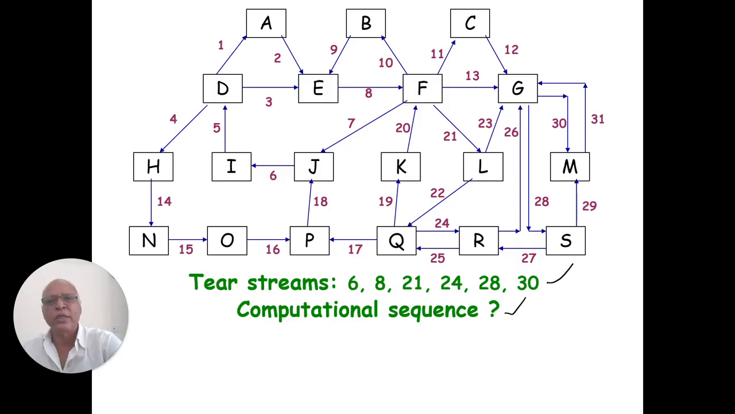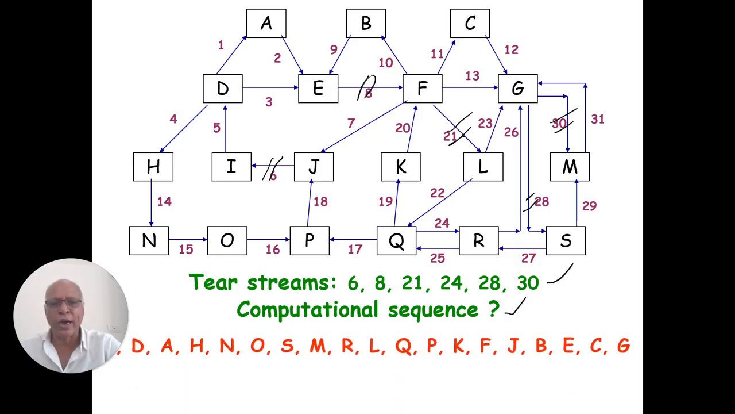Now you can just check it up. This is what has been teared. This is also teared, 8, then 21, 28 and 30. So these are the streams that we have decided to tear. And where do you want to start? In which order you would like to solve these units is what is meant by computational sequence. You can verify whether you will be able to do these calculations or not.